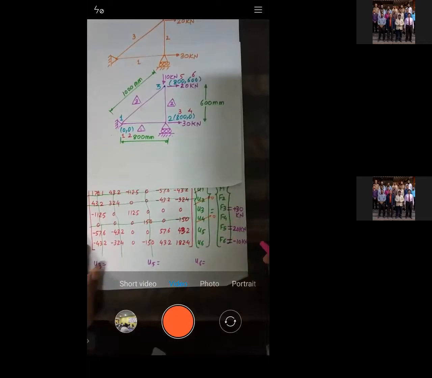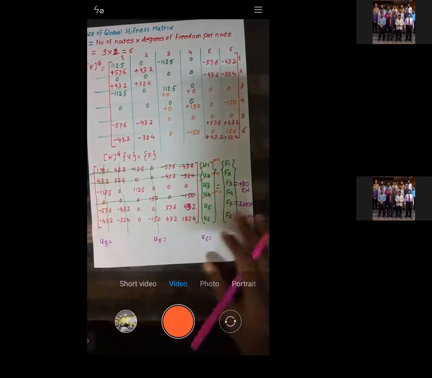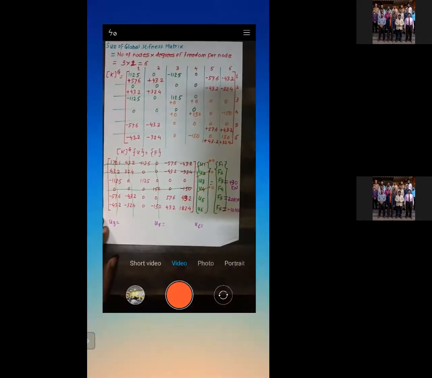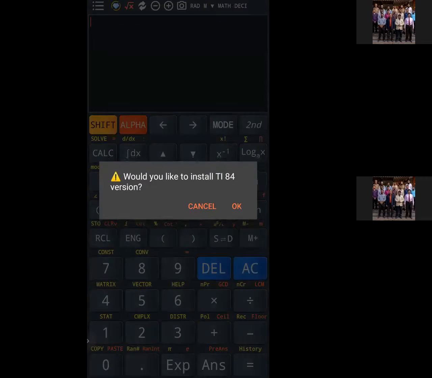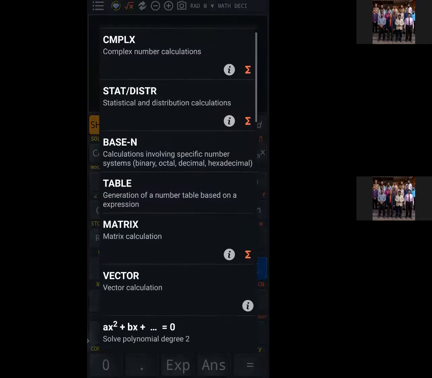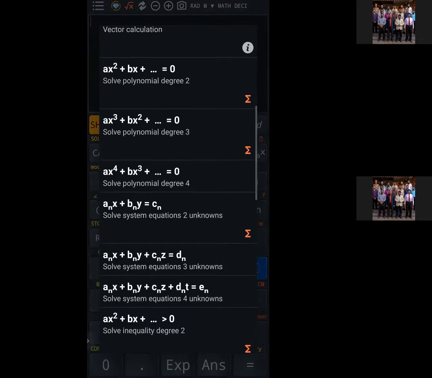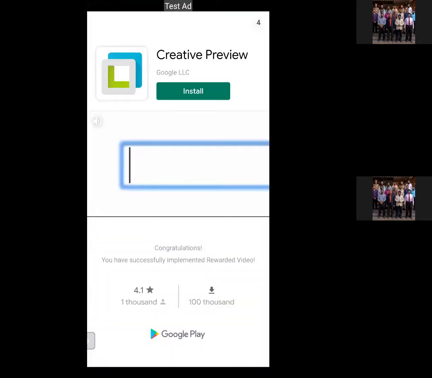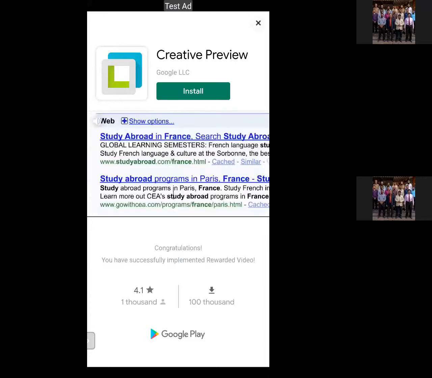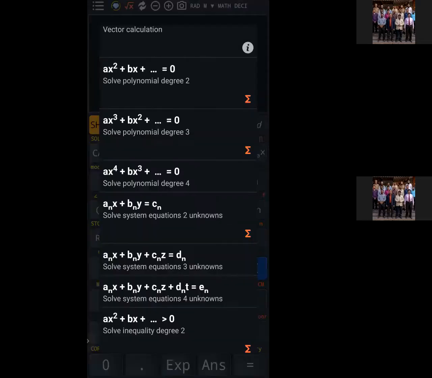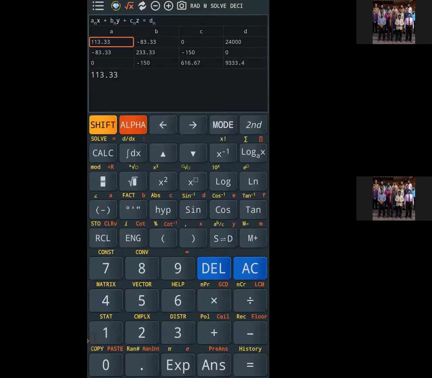Right? So now let us solve this equation. How to solve this equation? Obviously, we are supposed to solve this in a calculator. So we will solve these equations in a calculator. Let's do that. We'll go to mode, and go to solve system equations with 3 unknowns. I will now start putting the values.